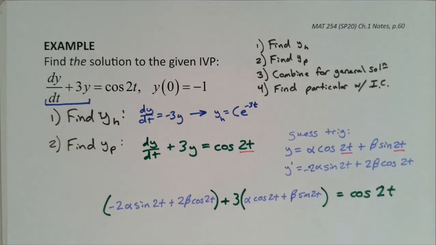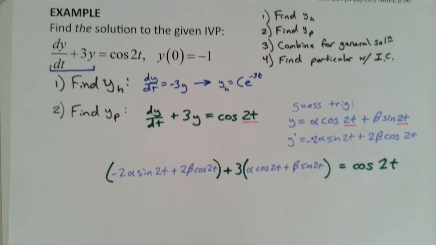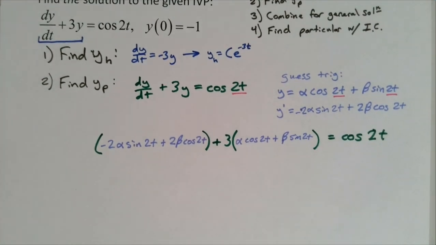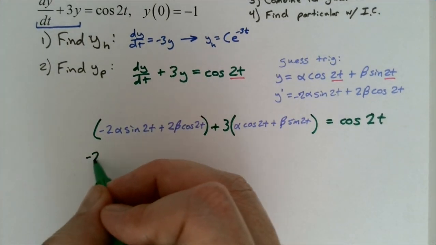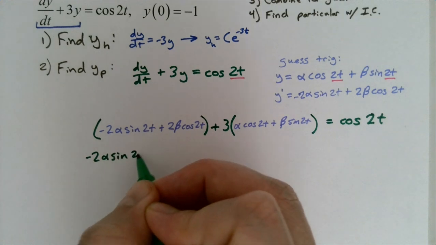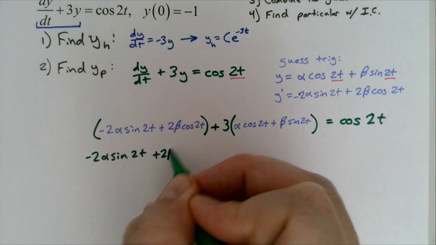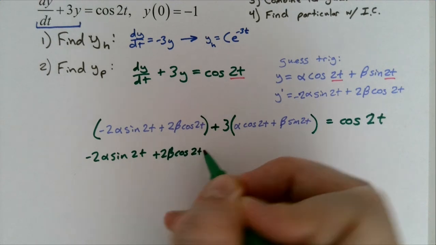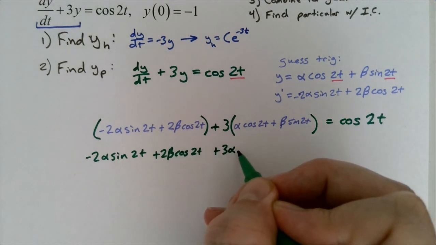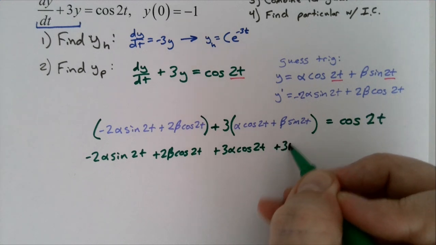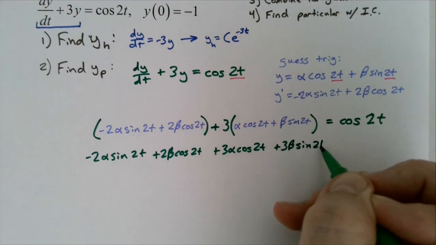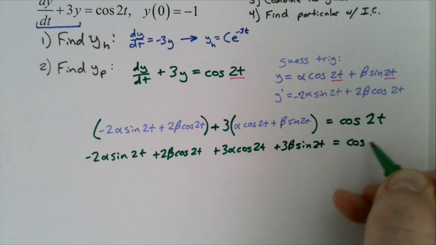Now, if you're looking at this and thinking, oh my gosh, we have alpha and beta going on, we have two unknowns but only one equation. Not entirely. Let's expand this out and you'll see what happens here. We have minus 2 alpha sine of 2t plus 2 beta cosine 2t plus 3 alpha cosine of 2t plus 3 beta sine of 2t, and that's all equal to cosine of 2t.